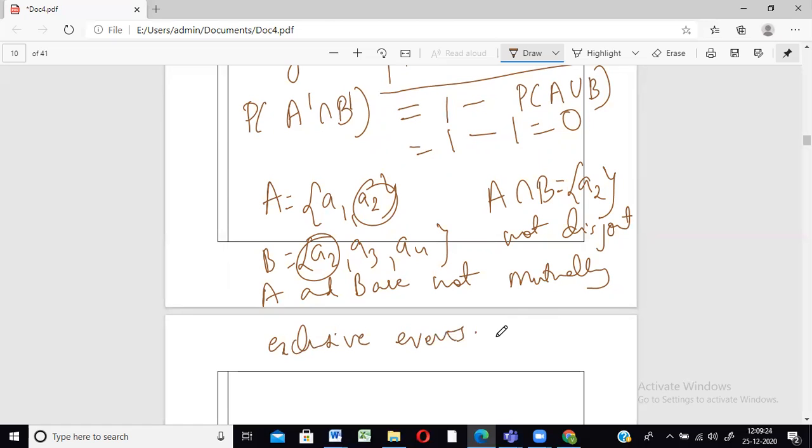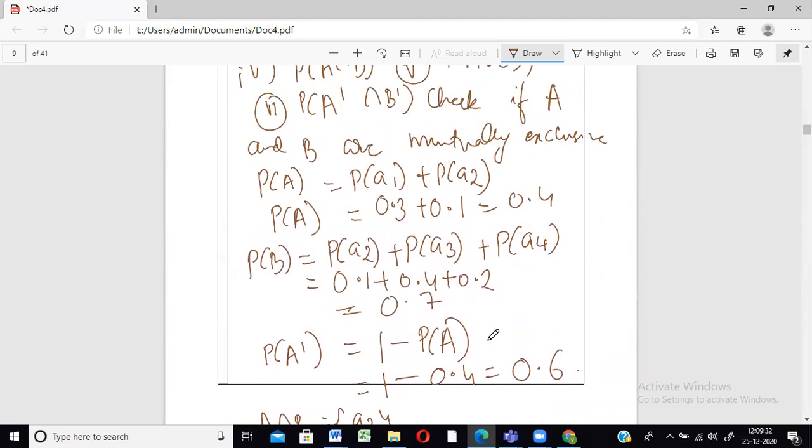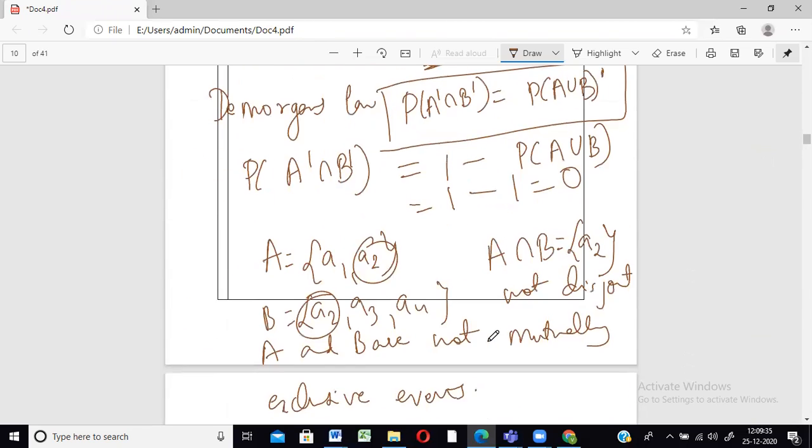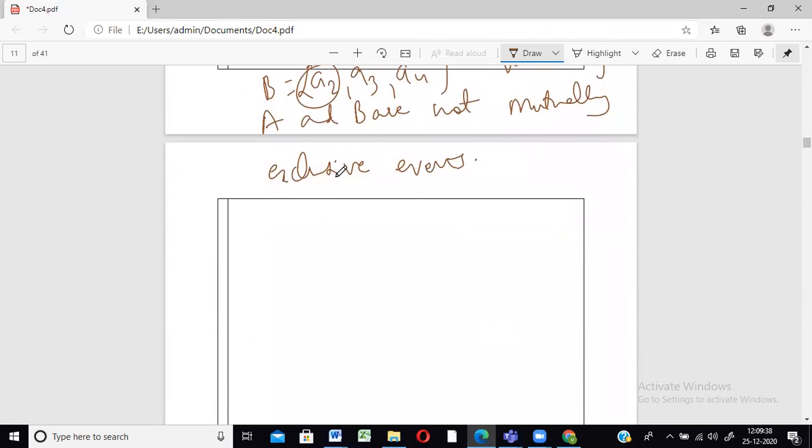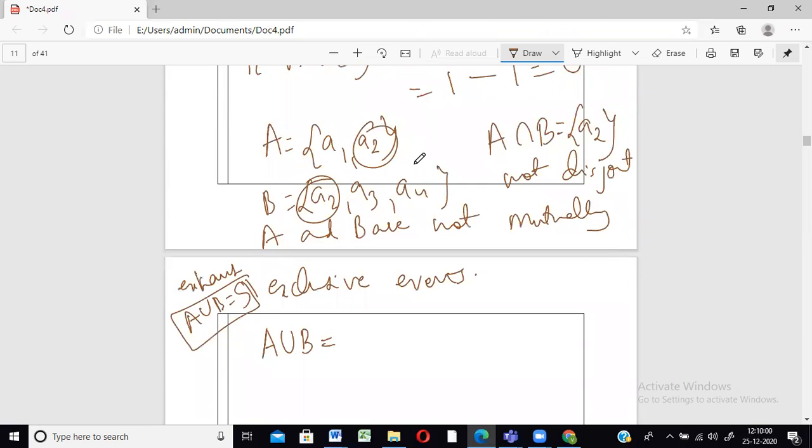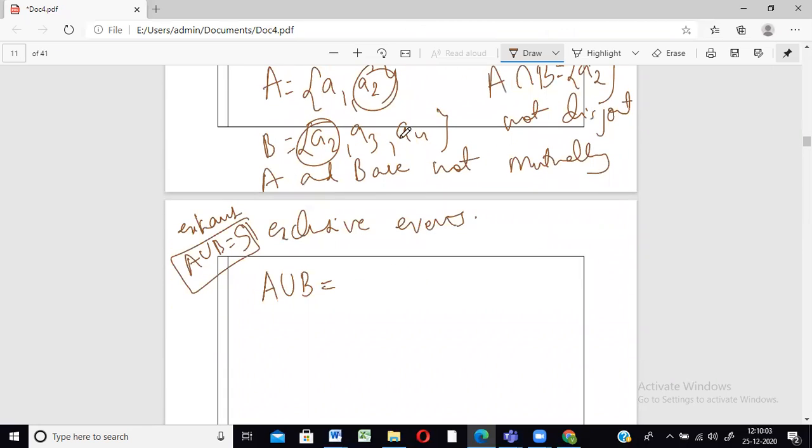This is just the question they had asked, whether they are mutually exclusive or not. So you write that they are not mutually exclusive. But one more extra thing you can see, which is not asked in the question, is that you can write it separately in case they ask what type of events A and B are. So then the next one we did was mutually exhaustive. What was the criterion for mutually exhaustive? A union B should be equal to the entire sample space. What is A union B? A elements we have A1, A2; B elements we have A2, A3, A4.